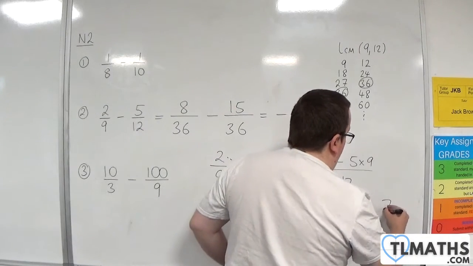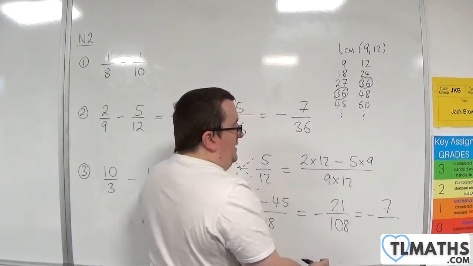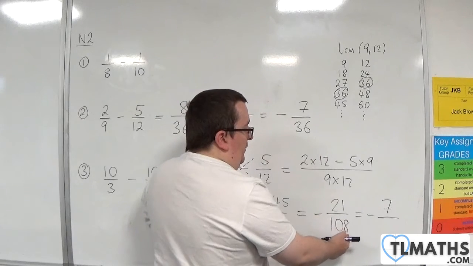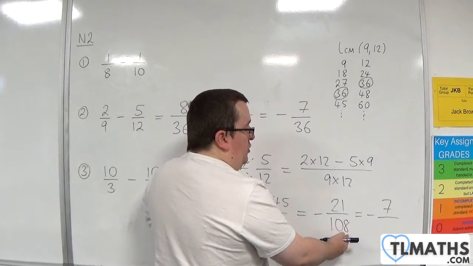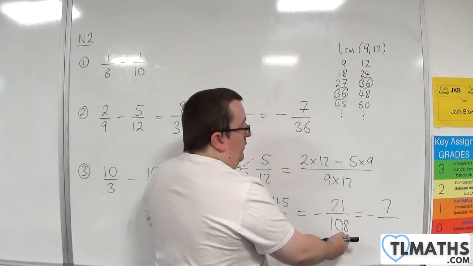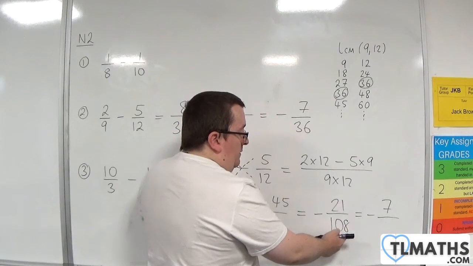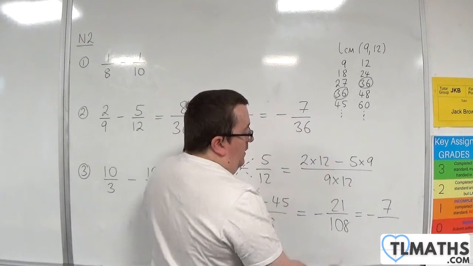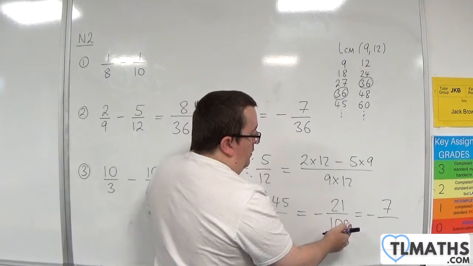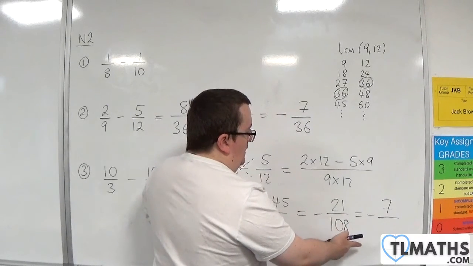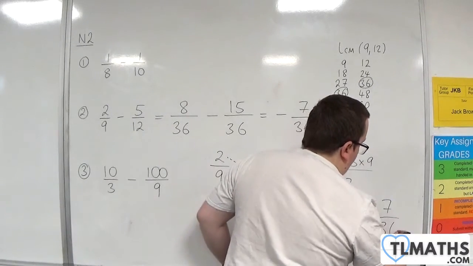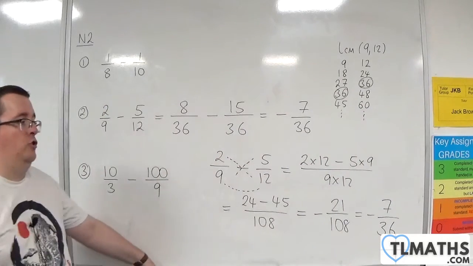So minus 7. Now 108 is 1 plus 0 plus 8, which is 9, which is divisible by 3. So 108 is divisible by 3. Dividing that by 3, we get 36. And that gets you your fraction.